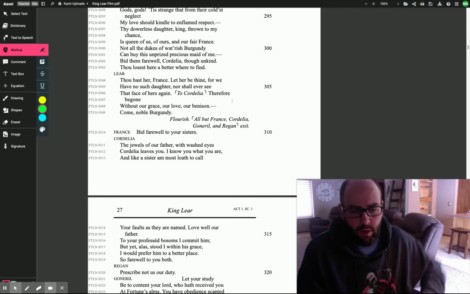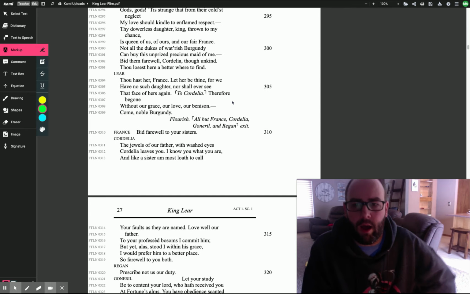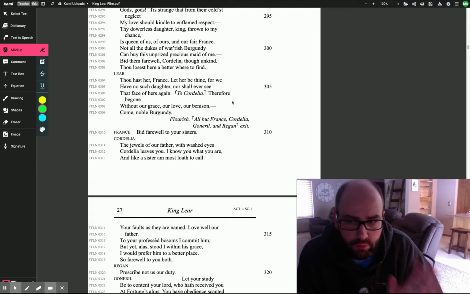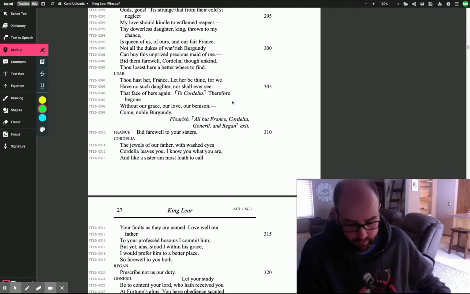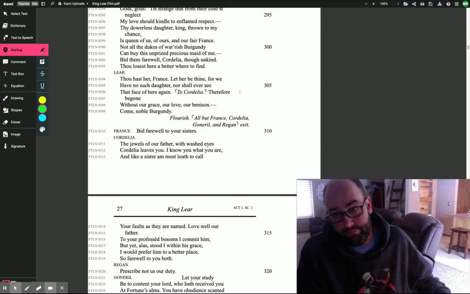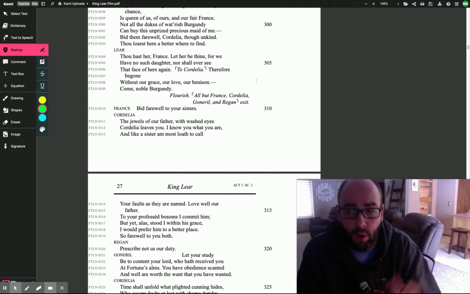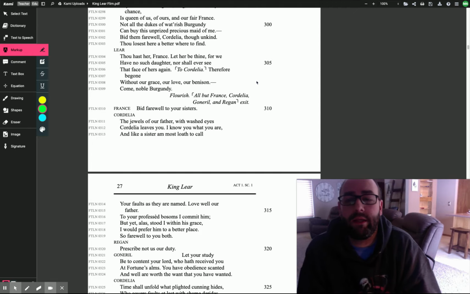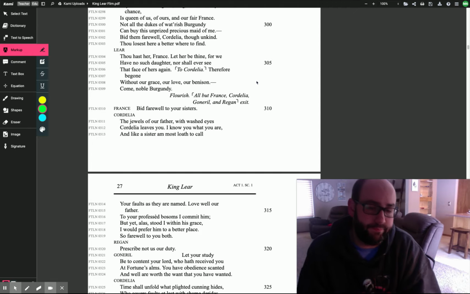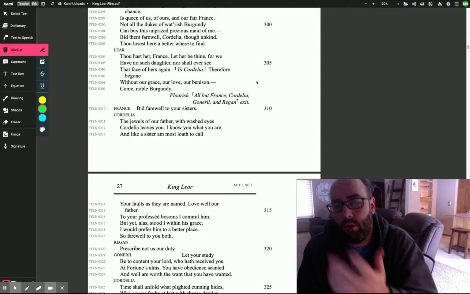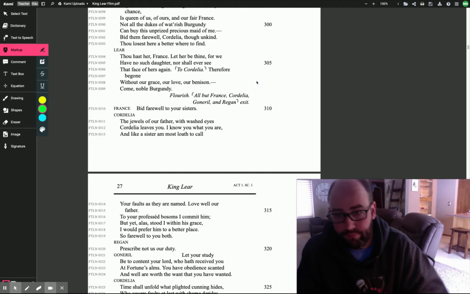So Lear says, thou hast her, France, let her be thine, for we have no such daughter, nor shall ever see that face of hers again. Well, which is messed up, right? He says to Cordelia, therefore be gone. Without our grace, our love, our benison, come, noble Burgundy. And then they leave. So, flourish.